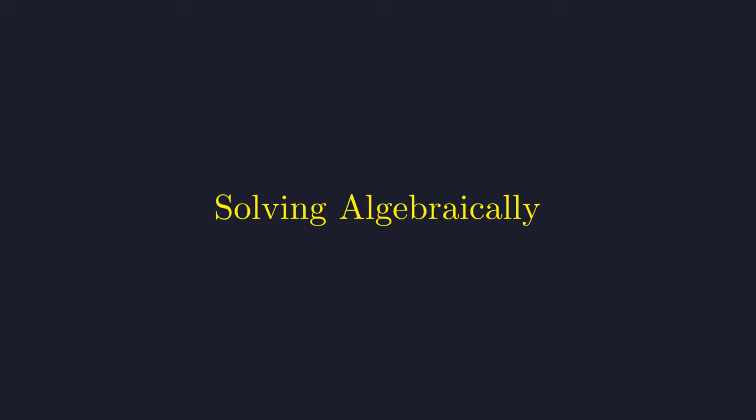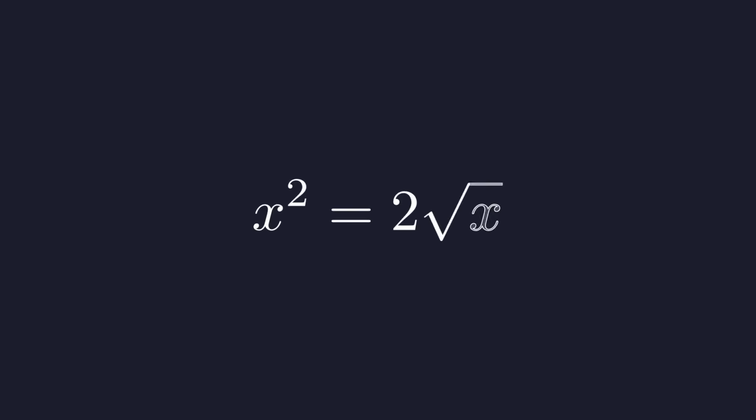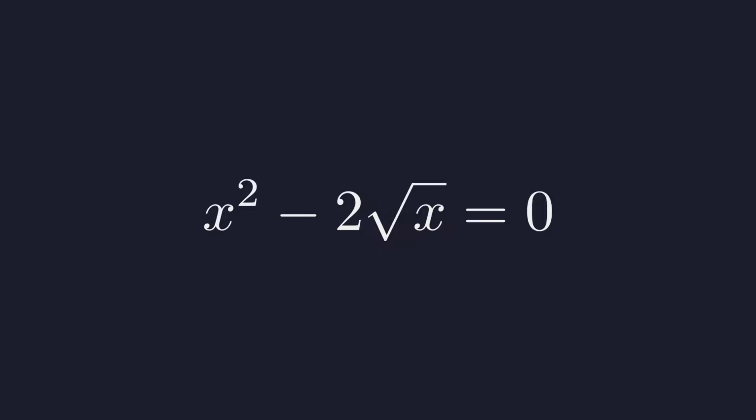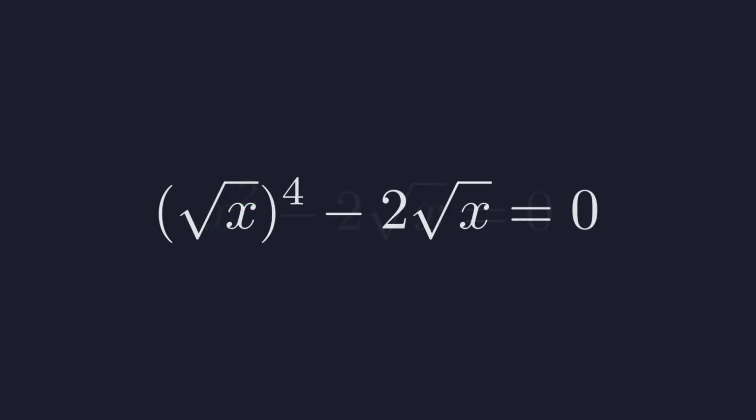To solve this cleanly, let's bring everything to one side and factor. Starting with our simplified equation, subtract 2 times square root of x from both sides to set everything equal to 0. Now here's a nice trick. x squared can be written as square root of x to the 4th power. This reveals the common factor we're looking for.